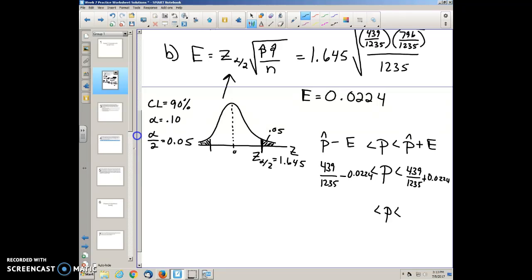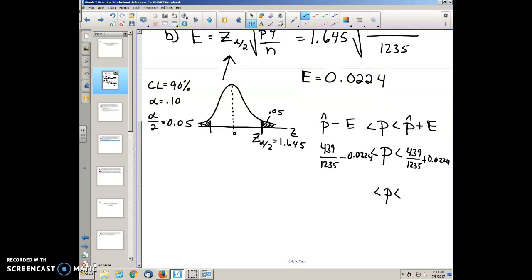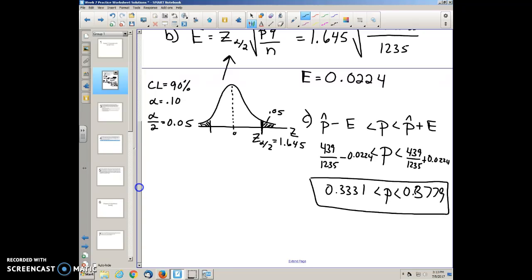And then for the final one, I'm going to round this to 4 decimal places as well. And this is part C. So it's 0.3331 and 0.3779. So that's your confidence interval for the true population proportion.